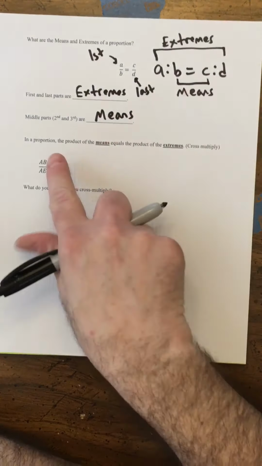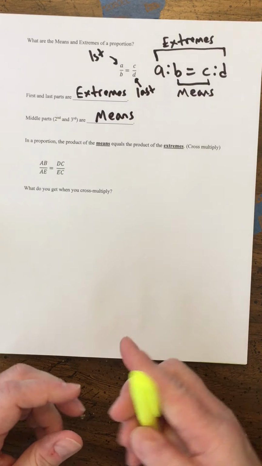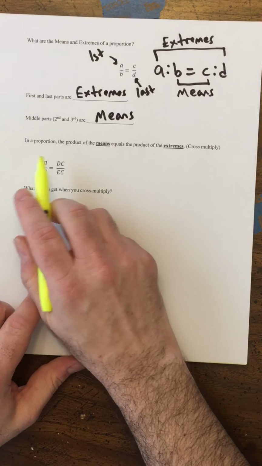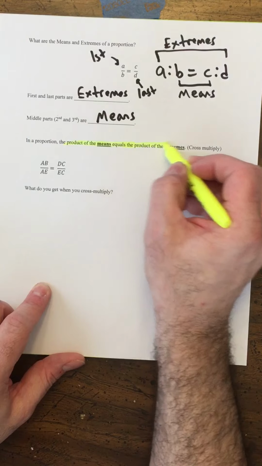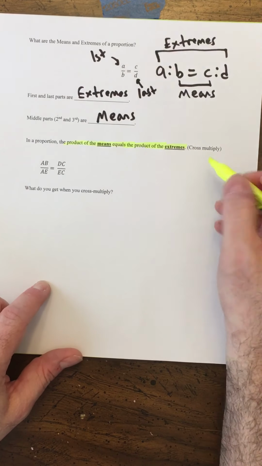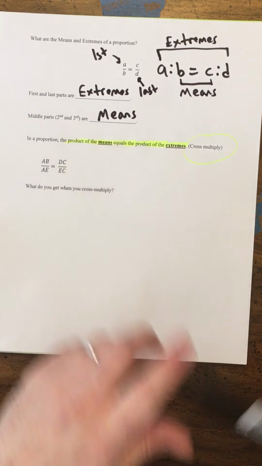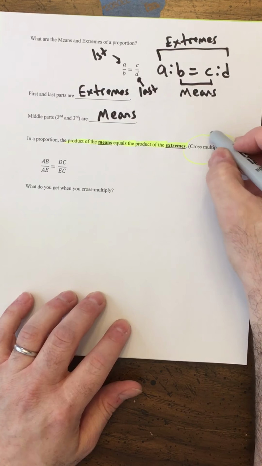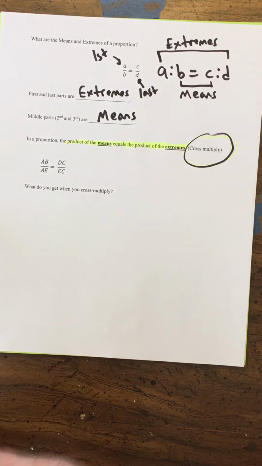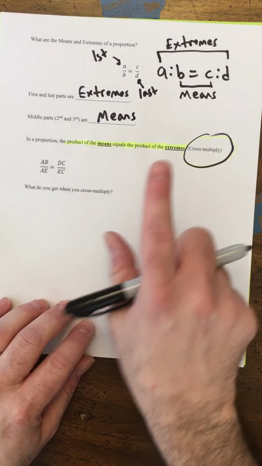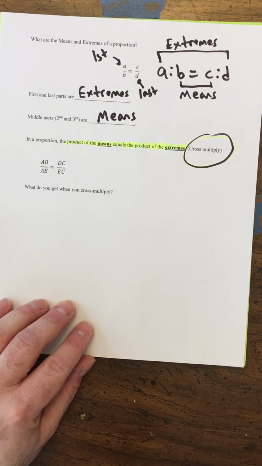Okay? And here's another fact that we're going to use in our proofs, and it's a fact that you should just know. In a proportion, the product of the means equals the product of the extremes. Basically, it's saying you can cross multiply, but this is the official way of making that statement. When we've used the terminology cross multiply, that was just us talking in simple language, but the correct mathematical language is the product of the means equals the product of the extremes.